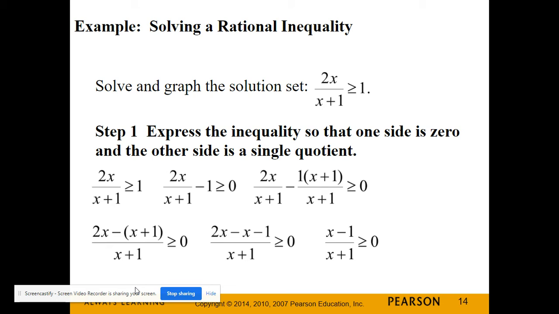So here's your example. 2x over x plus 1 is greater than or equal to 1. So the first thing we need to do is set it equal to 0. So we're going to subtract 1 to the other side. That's what you're seeing here.